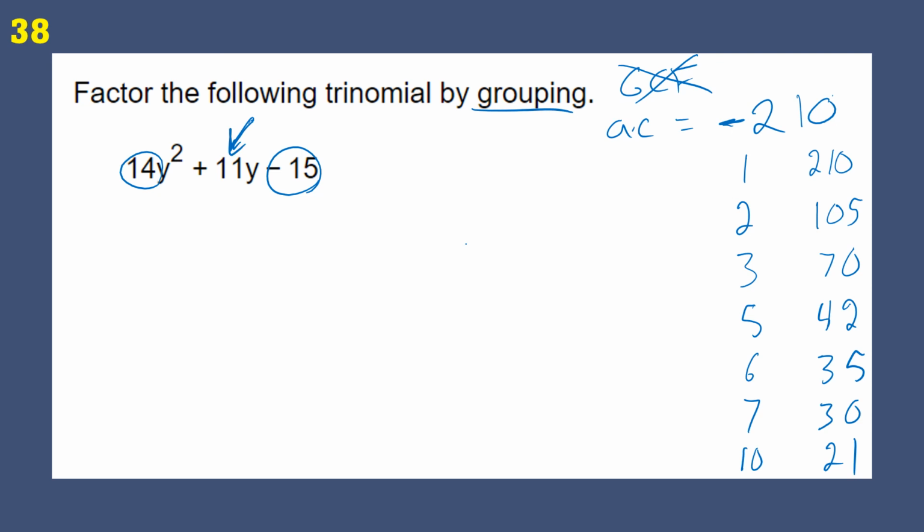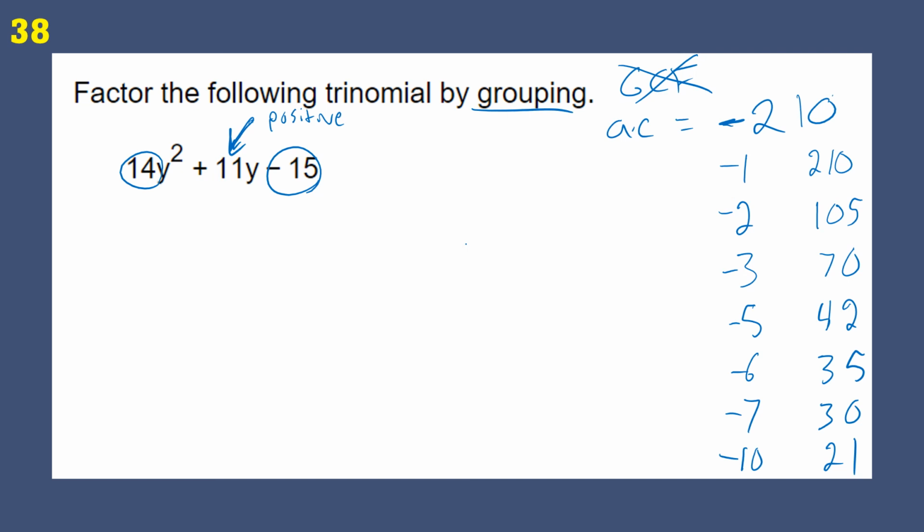Now, I did make a little bit of a mistake here because I didn't put any negatives in my factors. But I know that since they multiply to give me a negative number, one of them has to be negative. Since they add to give me a positive, then I know that the bigger one has to be positive. So I'm going to put negatives on the smaller ones.